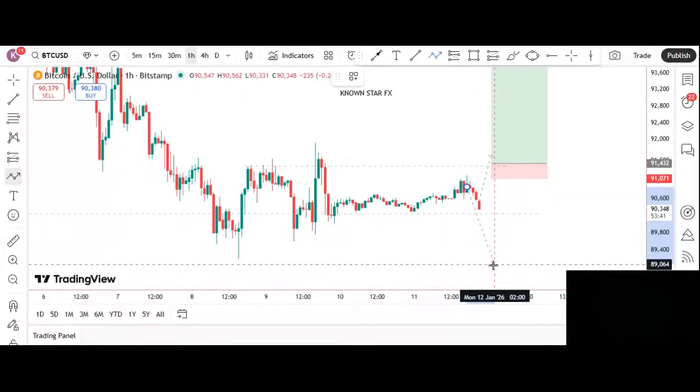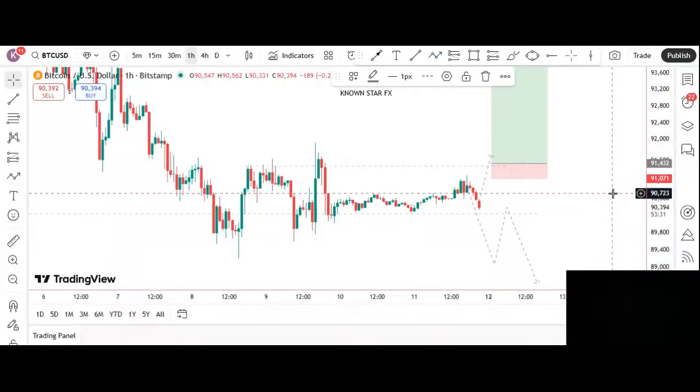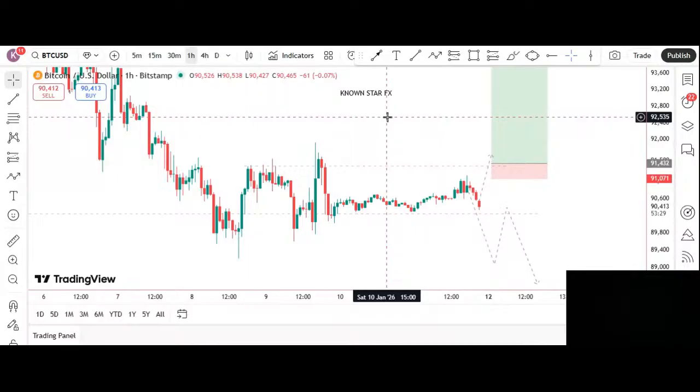Don't even think of any other thing. We start to look for what to sell. Expect corrections back to this level and start looking for what to sell. So this is my basic two views on BTC.